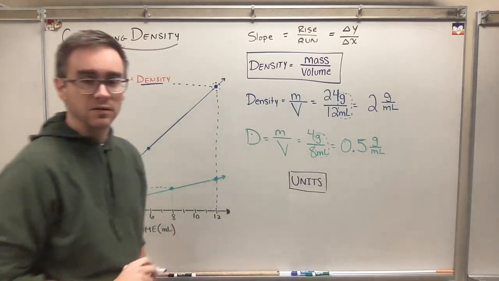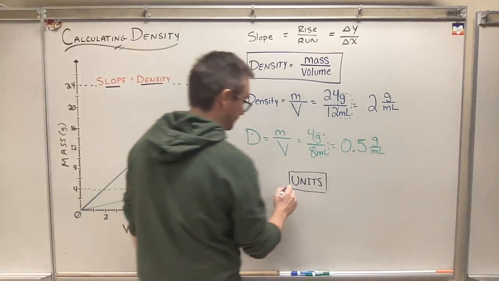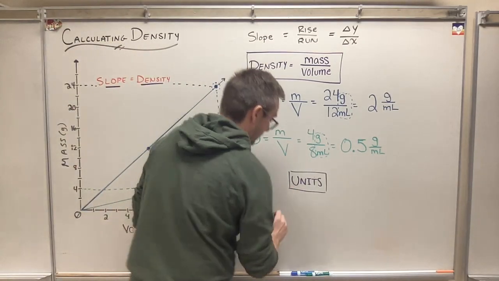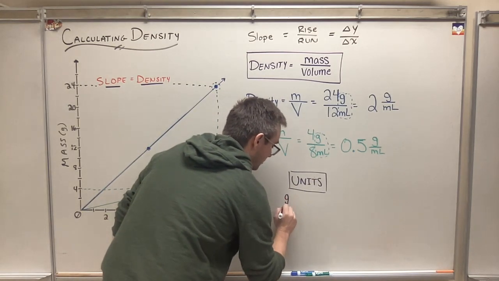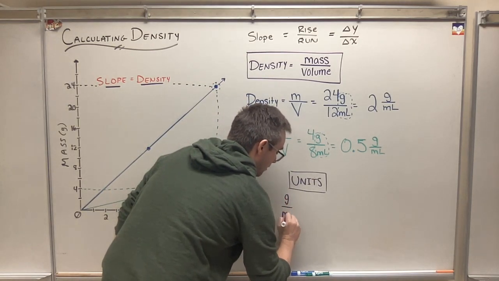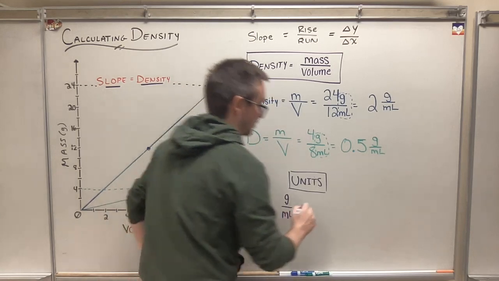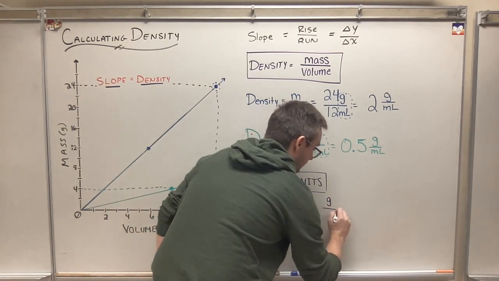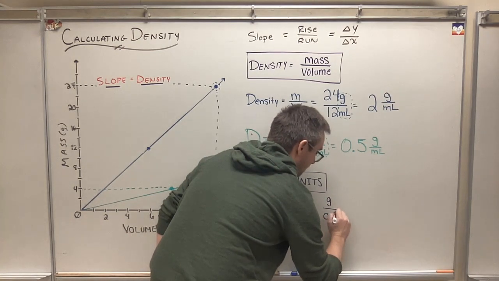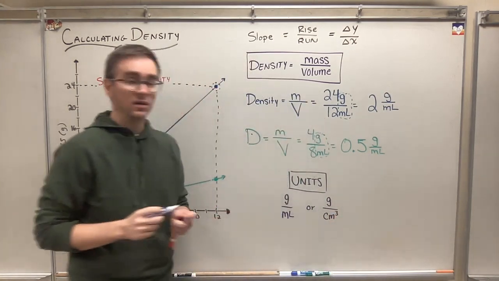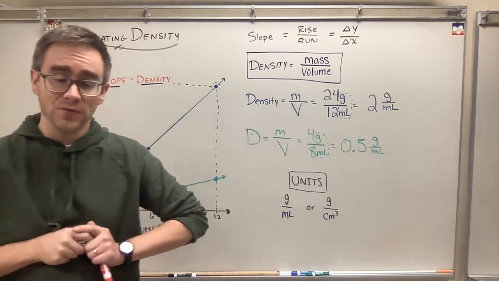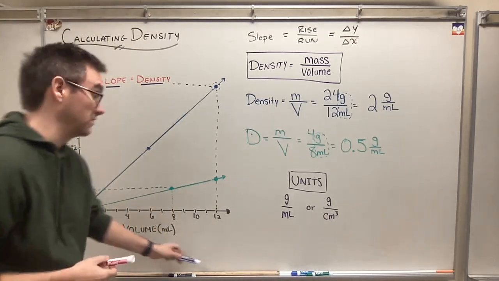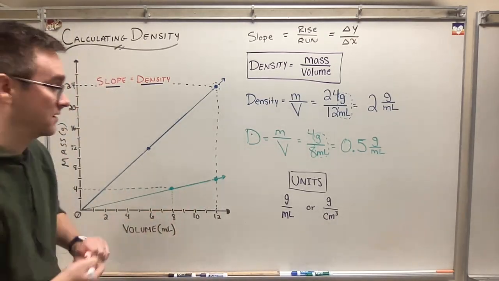All right, the units that we can use for this are either grams per milliliter, which we just did, or grams per centimeter cubed. There are other units that you can use for density, but these are kind of the standard ones and the ones that we'll be using in a physical science setting.